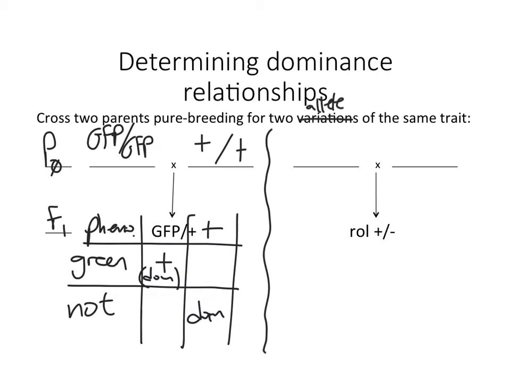Cross two parents together, look at the phenotype of their kid. Which parent does the kid look like, green or not? That tells you which allele is dominant, the green allele or the not green allele. So let's practice that on the other side.